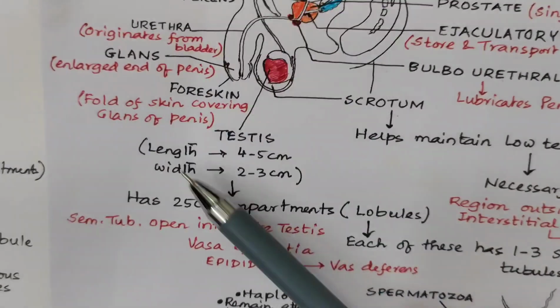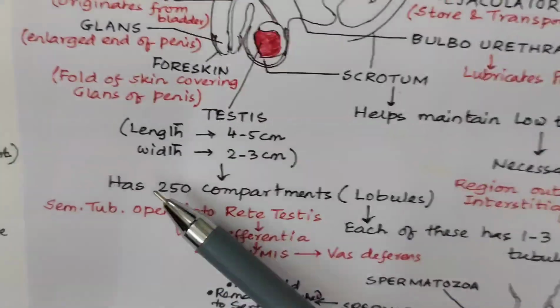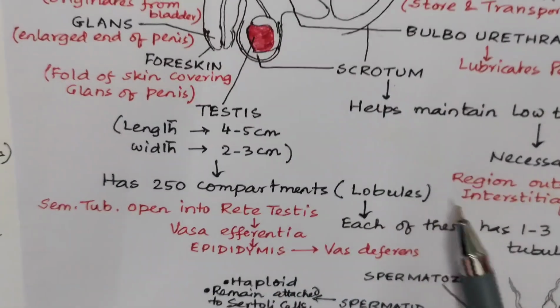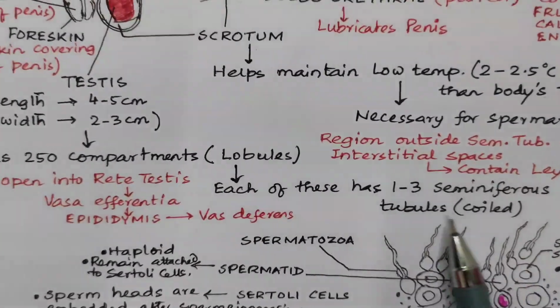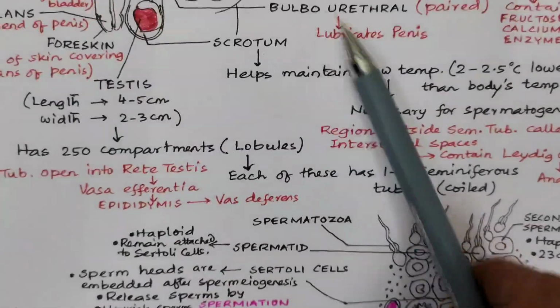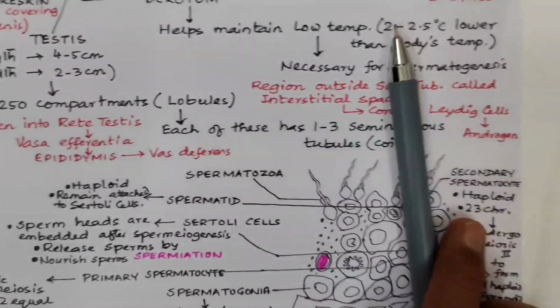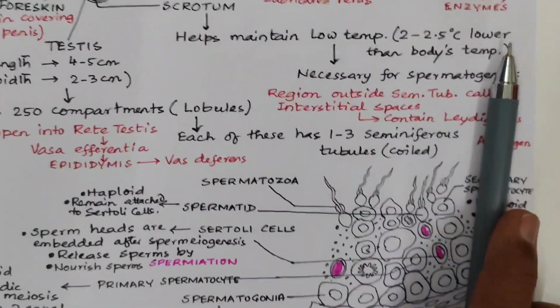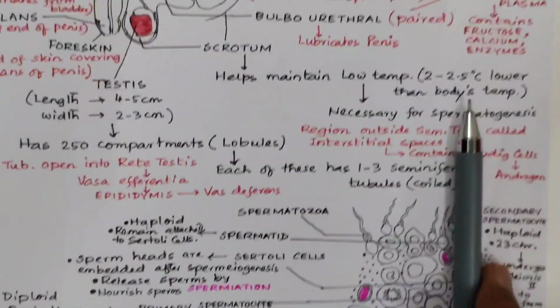This is the testis, whose length is 4 to 5 centimeter and width is 2 to 3 centimeter. It has 250 compartments called lobules. Each of these has 1 to 3 seminiferous tubules, which are coiled structures. The testes are present in the scrotum, which helps maintain a temperature 2 to 2.5 degrees lower than our body temperature, that is necessary for spermatogenesis.